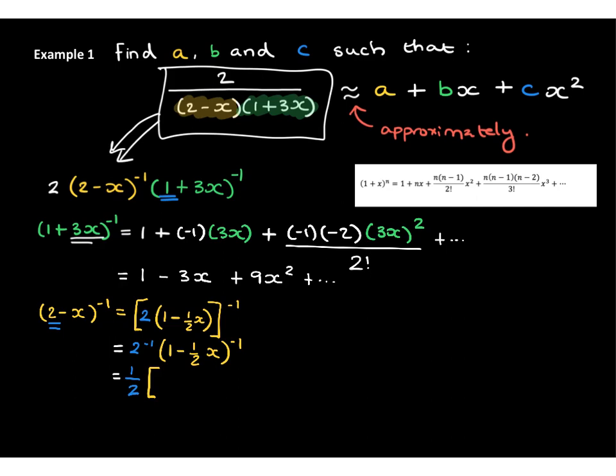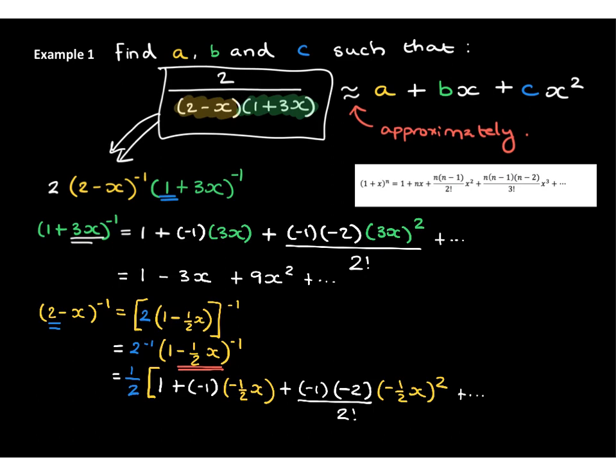So this time our n value is negative 1 and our x value is negative a half. Must make sure we substitute in negative a half x for x in the expansion here. So let's do our expansion. First term 1, and then we have plus n multiplied by our x term, which is negative a half x, plus n multiplied by n minus 1, which is negative 2, multiplied by x squared, all over 2 factorial.